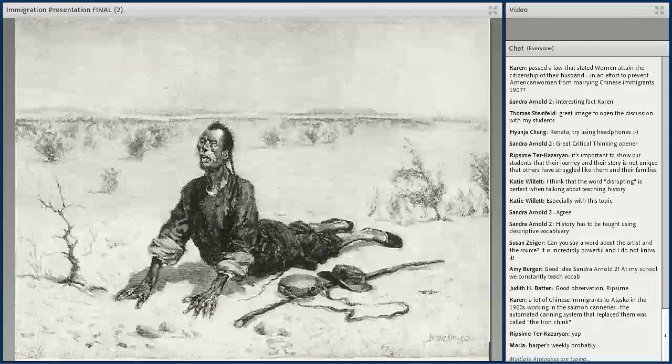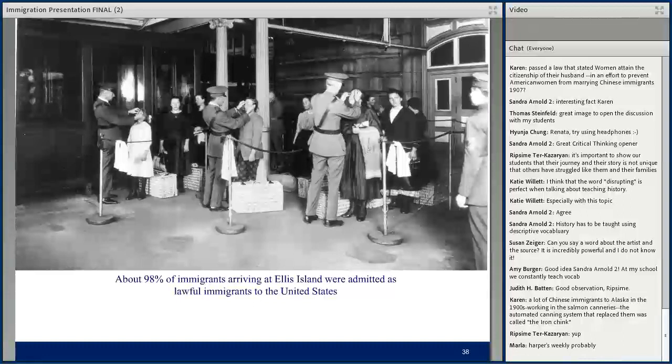All right. So, when we compare what's happening with Chinese immigration in the American West in particular and all the exclusions and deportations that are being developed around them, you have to compare that to what's happening at Ellis Island, where about 98% of immigrants were admitted as lawful immigrants. So, these are entirely different stories.